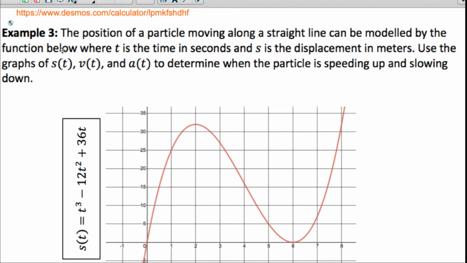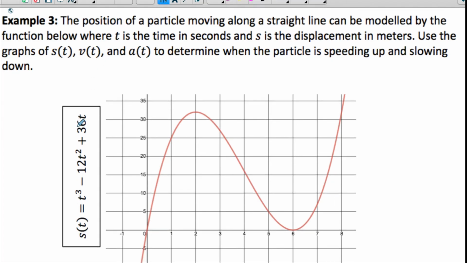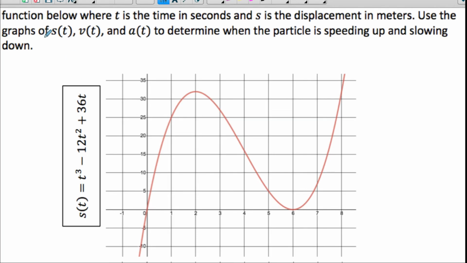Example 3. The position of a particle moving along a straight line can be modeled by this function, where t is the time in seconds and s is the displacement. So we have a displacement time graph of a particle moving along a straight line. Use the graphs of s at t, v at t, and a at t to determine when the particle is speeding up and slowing down.